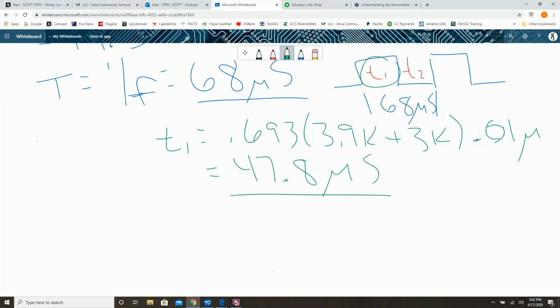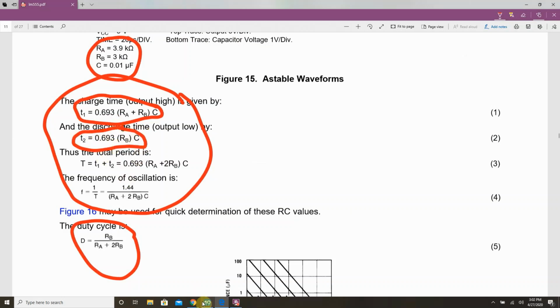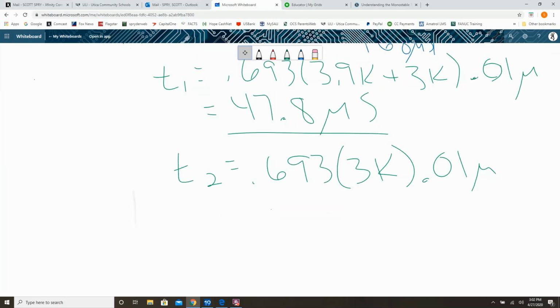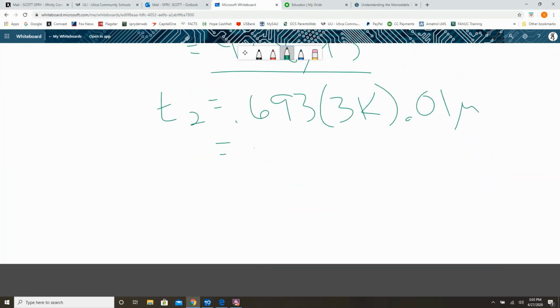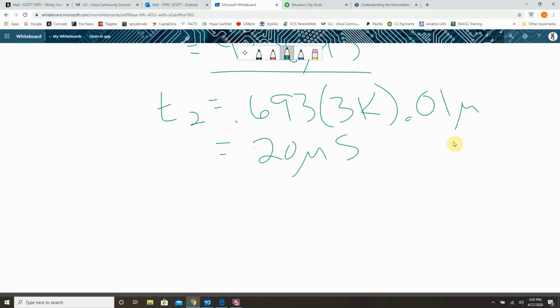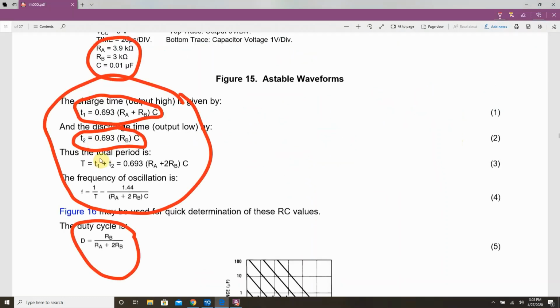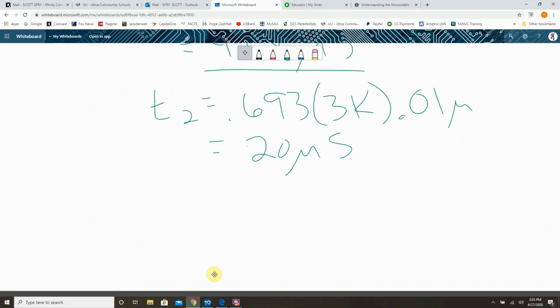That's an important thing to know. Now our T2 is equal to 0.693 times RB, which was 3K, times C, which is 0.01 microfarad. Again, those numbers came right from the spec. If we calculate those numbers, we get a T2 of about 20 microseconds. Now I gave you these numbers in the last video, but we're calculating them now just to make sure they are correct. Looking back at the spec, we can double check ourselves: T1 plus T2 is equal to T.